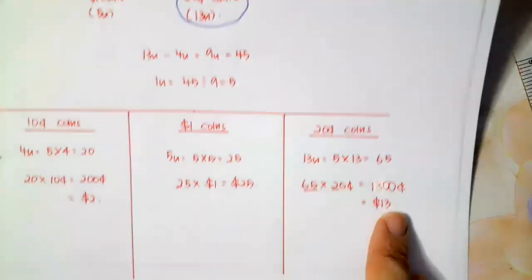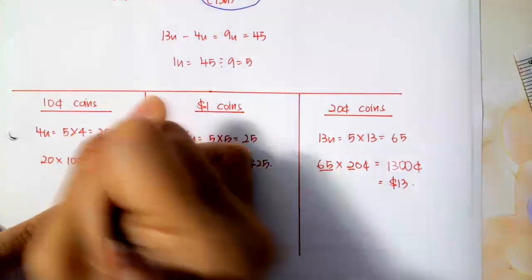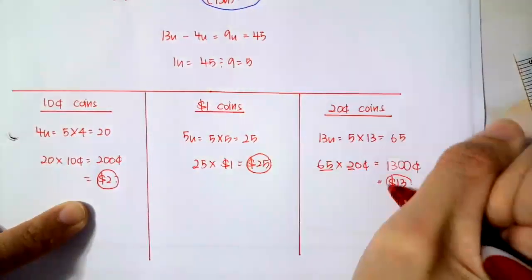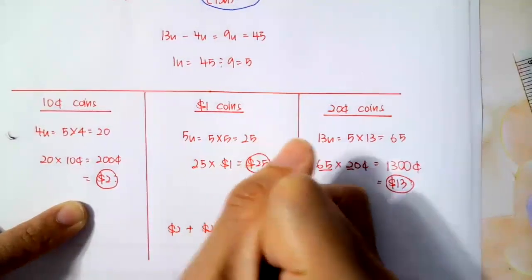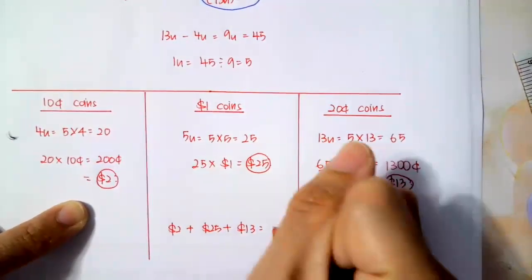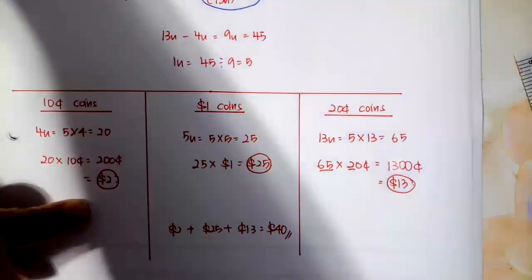Okay. So the value of all the coins will simply be adding the $2 plus the $25 plus the $13. And that will bring me to $40 as the answer. Okay, that's it.